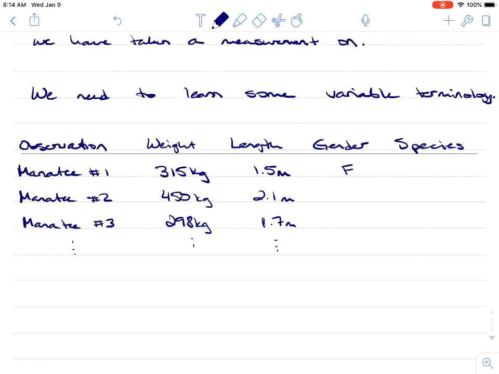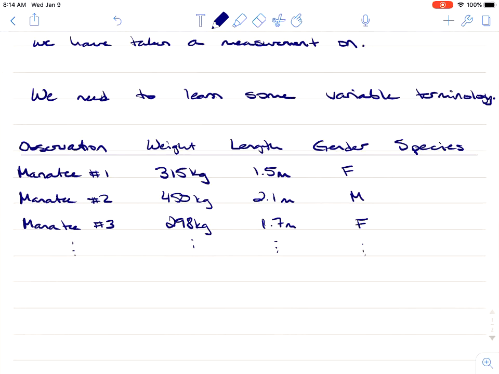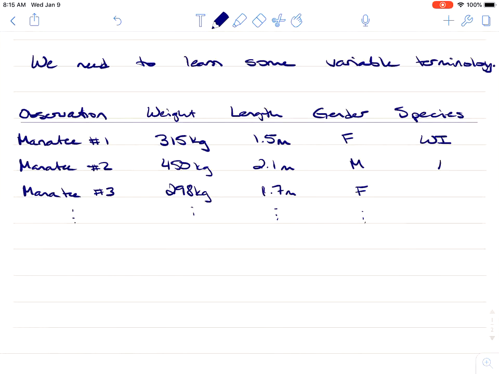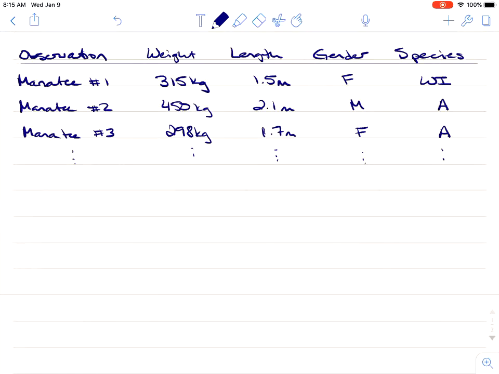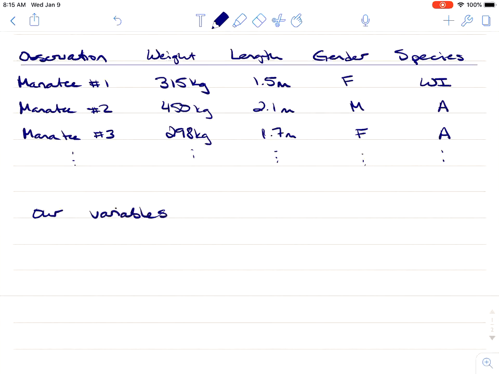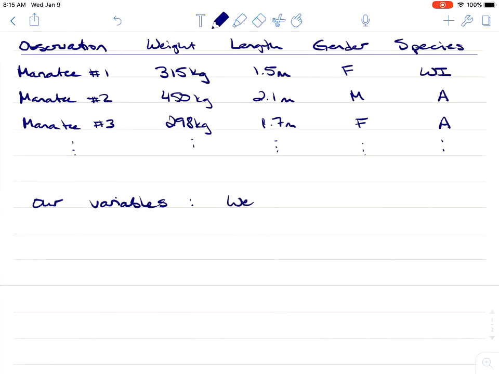The first manatee is female, then we have a male, and then we have another female, etc. The first manatee is a West Indian manatee. The next 2 manatees are Amazonian manatees. Doesn't matter. These are all things that we can reasonably collect. So our variables are weight, length, gender, and species.